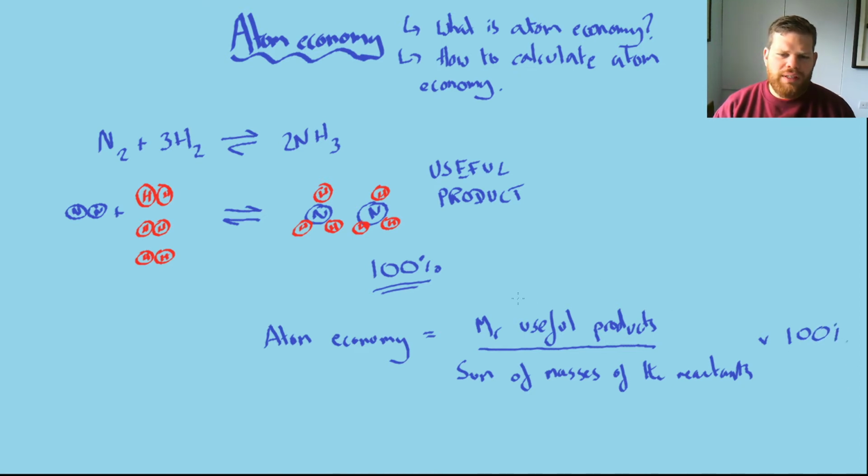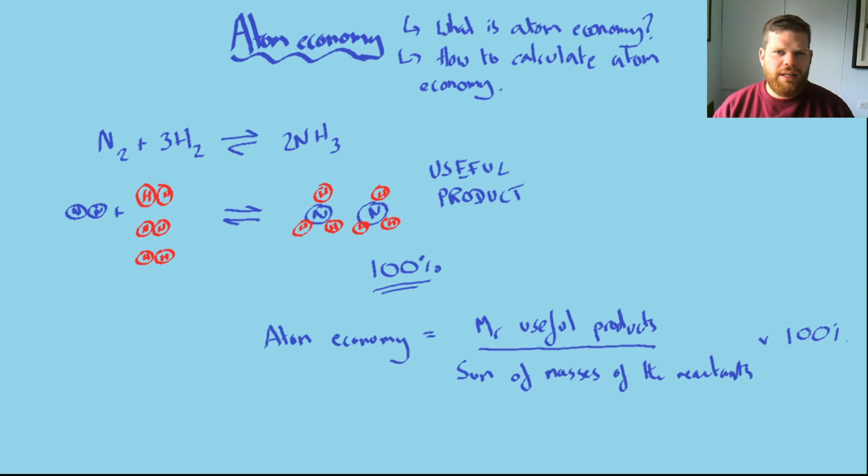Just a little reminder, this Mr can be the relative atomic mass, the relative molecular mass, or relative formula mass. In this case, it would be the relative formula mass of ammonia, which is all of this. You can see here that the mass on the left-hand side, which is going to be our bottom, is going to equal the mass of the right-hand side, so this is going to be 1, hence 100%.